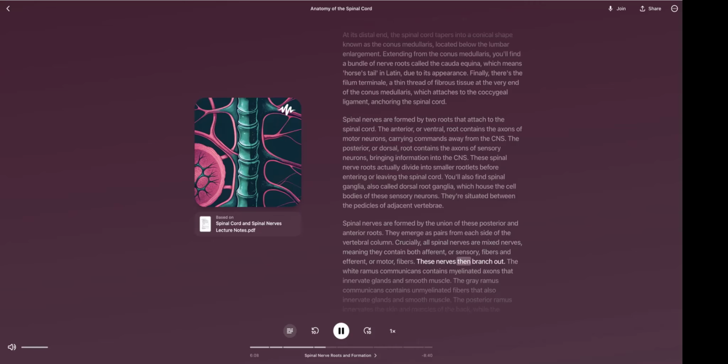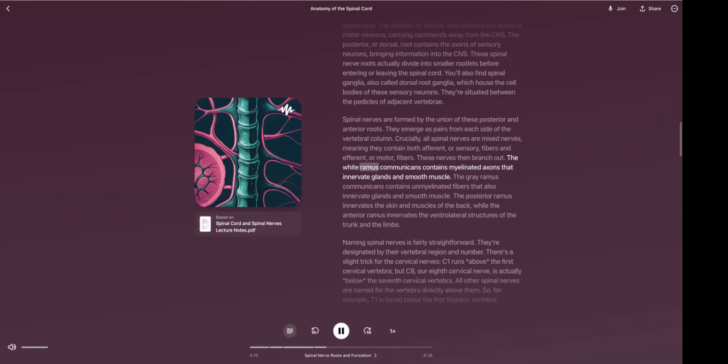These nerves then branch out. The white ramus communicans contains myelinated axons that innervate glands and smooth muscle. The gray ramus communicans contains unmyelinated fibers that also innervate glands and smooth muscle. The posterior ramus innervates the skin and muscles of the back, while the anterior ramus innervates the ventrolateral structures of the trunk and the limbs.